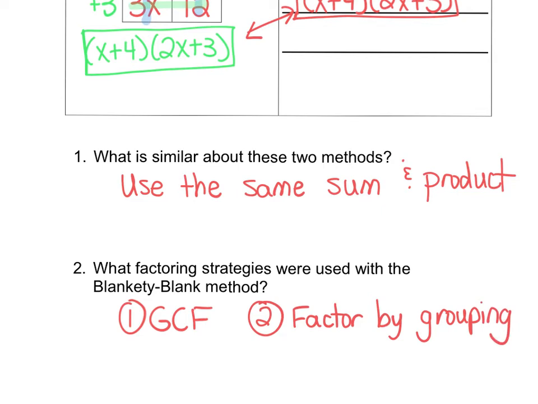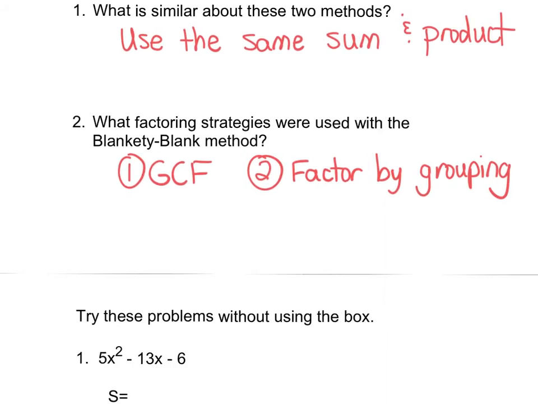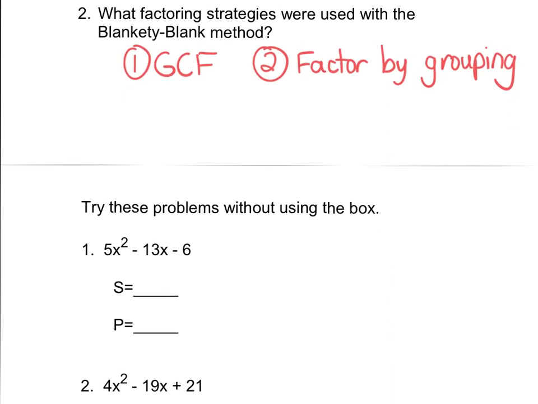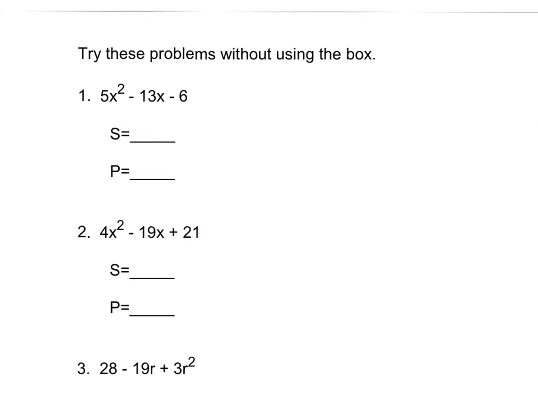So I am going to work these out because this is the note set for factor by grouping using the blankety-blank method. I am going to work these out using the blankety-blank method, but then really you can have a choice. If you like the box method and you're comfortable with the box method, you can continue on. You may just need to do this assignment using the blankety-blank method, depending on whatever your teacher requires. So try these problems without using the box.